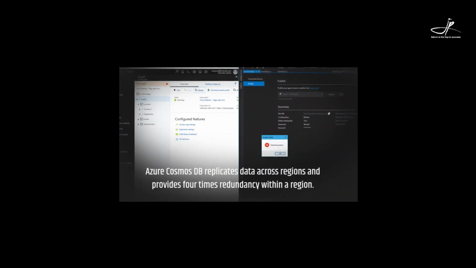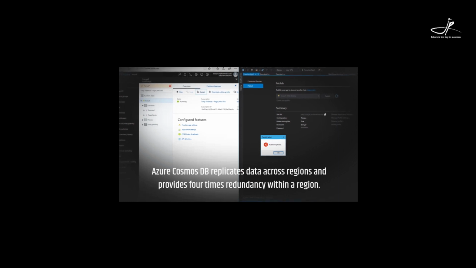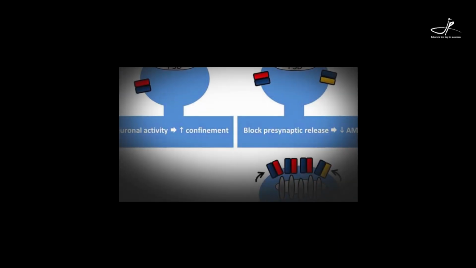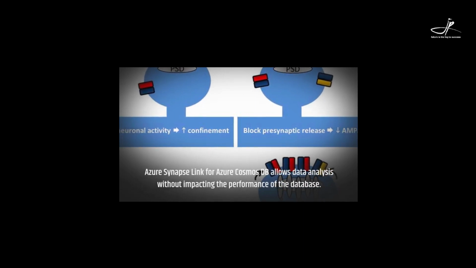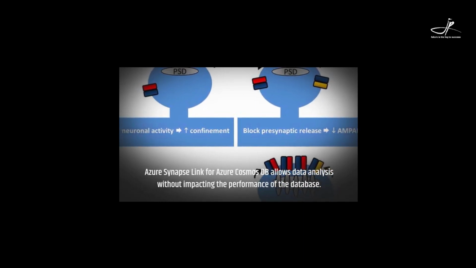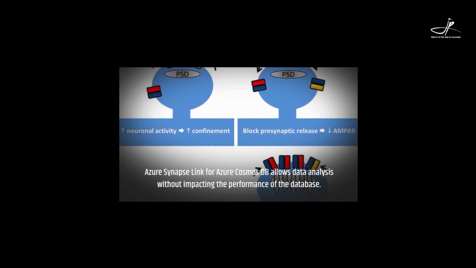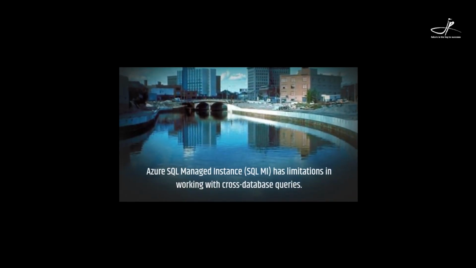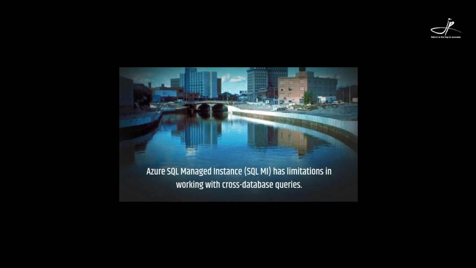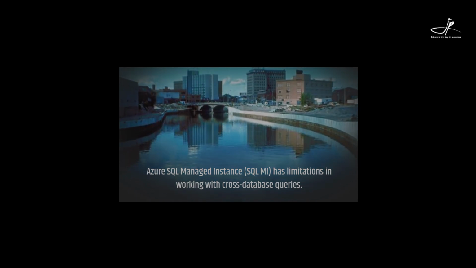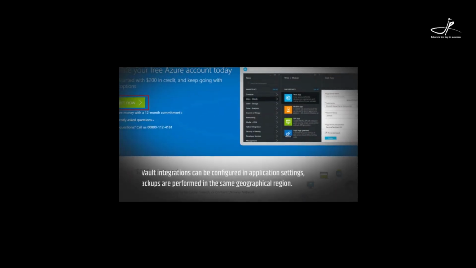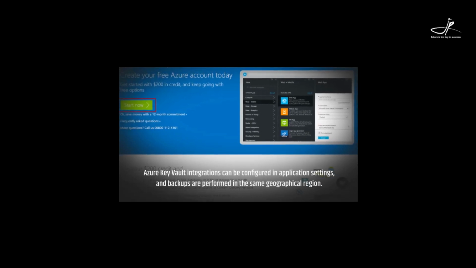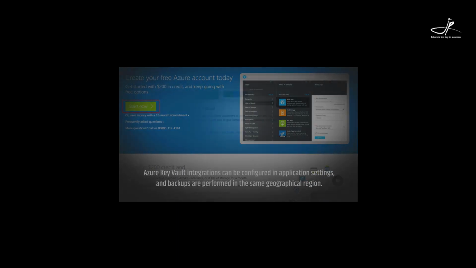Azure Cosmos DB replicates data across regions and provides 4 times redundancy within a region. Azure Synapse Link for Azure Cosmos DB allows data analysis without impacting the performance of the database. Azure SQL Managed Instance, SQL MI, has limitations in working with cross-database queries. Azure Key Vault integrations can be configured in application settings, and backups are performed in the same geographical region.